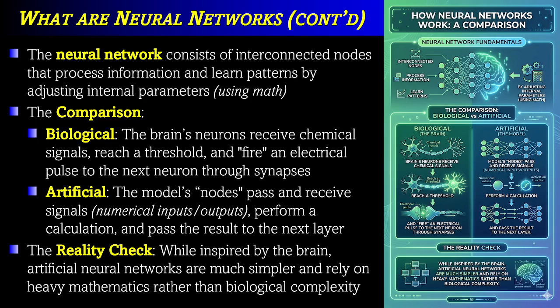So let's do a reality check. While neural networks are inspired by the human brain, artificial neural networks are much simpler than that biological brain, and they rely on heavy mathematics rather than biological complexity to work.